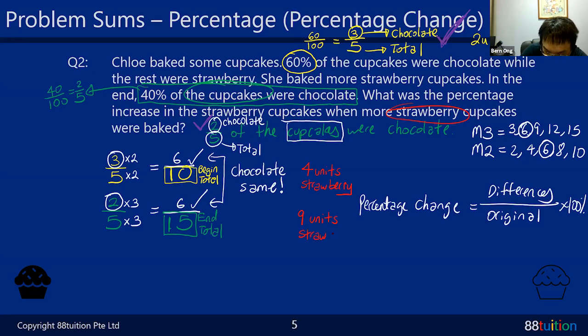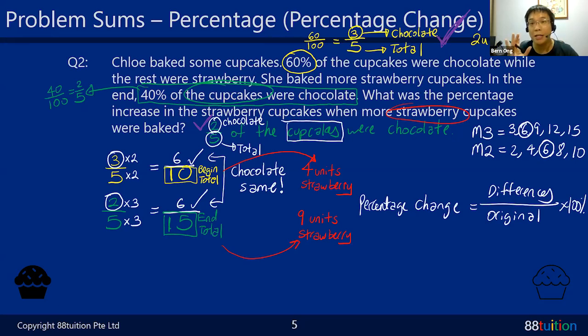Question is asking about the increase in the strawberry cupcakes. In the beginning there are 10 units total. 6 units is chocolate, which means 4 units is strawberry. At the end, 15 units as a total. 6 units is chocolate. 9 units is strawberry. How do I get 9? 15 minus 6.